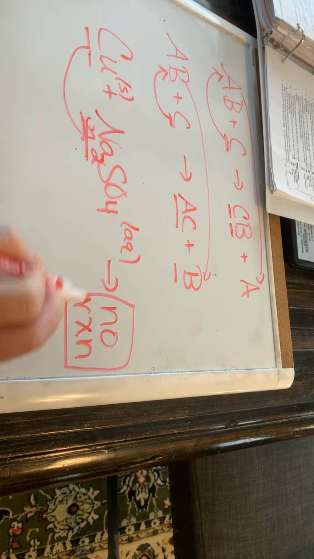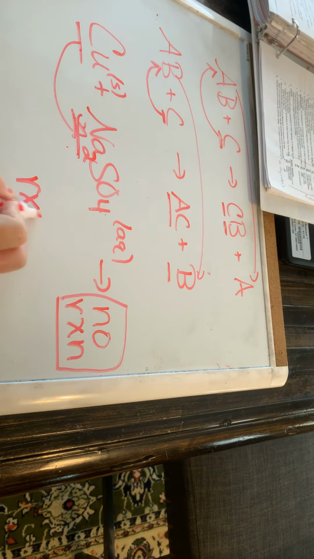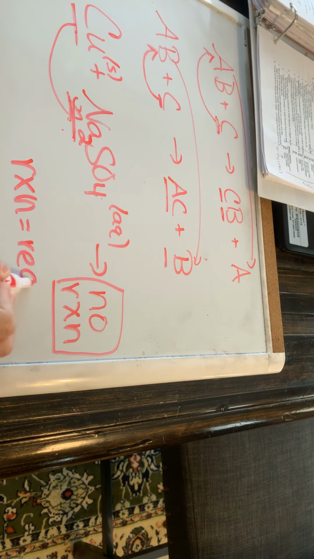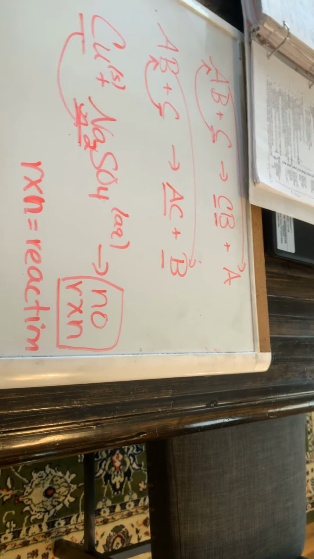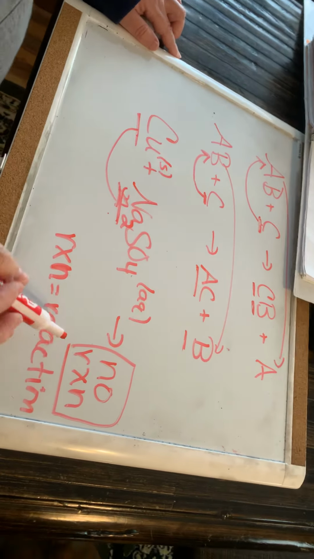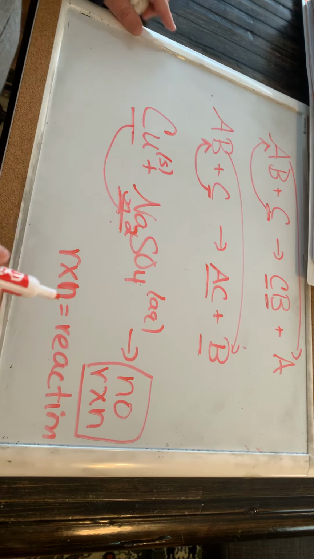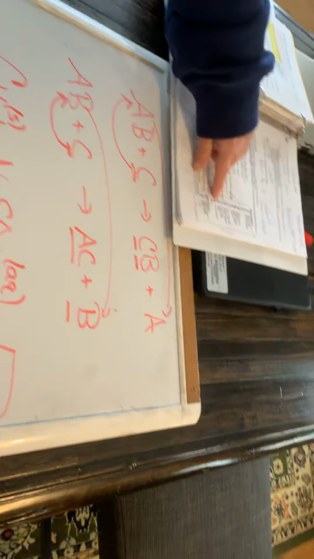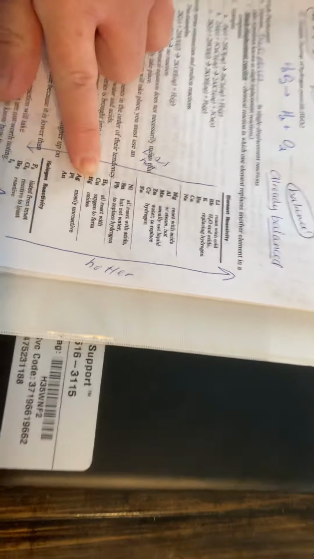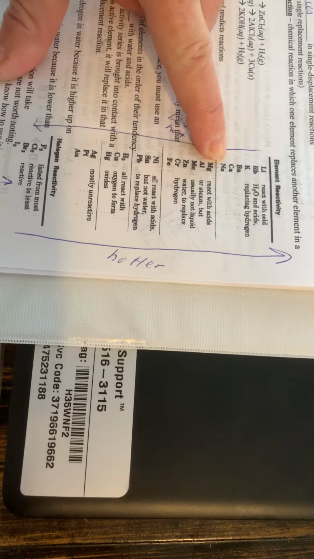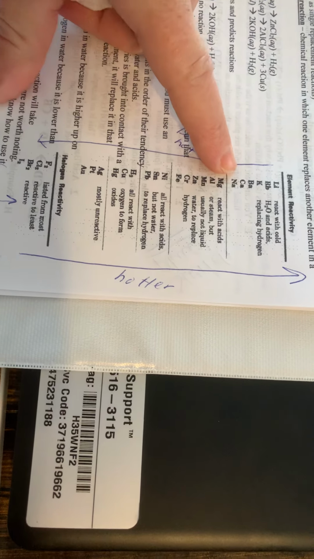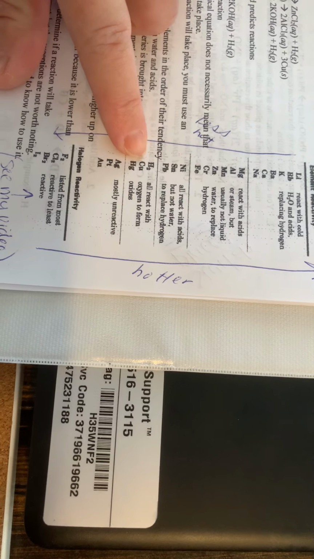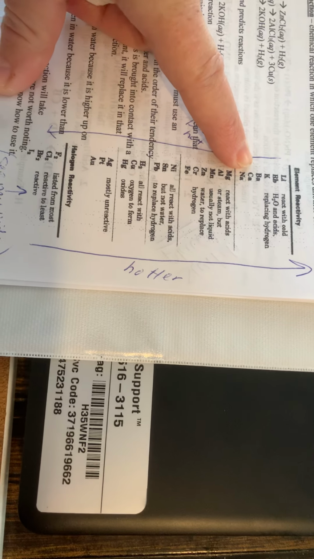You're going to see me write it like that all of the time. RXN is reaction. So there's no reaction that happens here because, again, copper's way down here. Sodium's way up here. Copper way down here. Sodium way up here. Which means copper does not have the strength to knock out sodium.